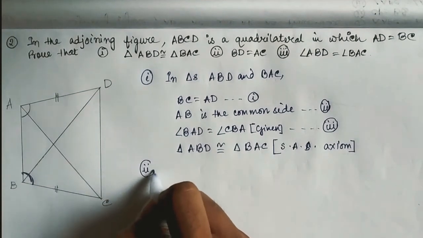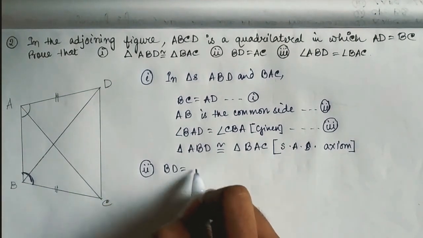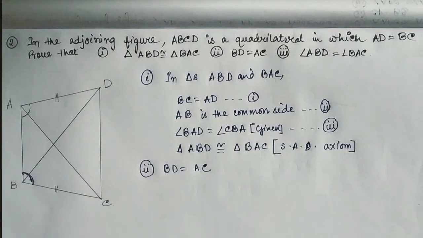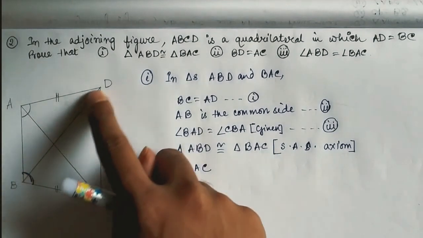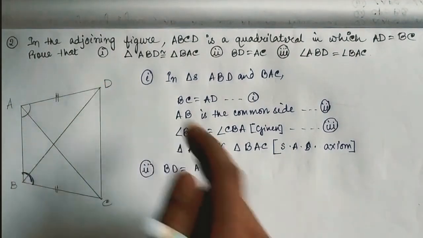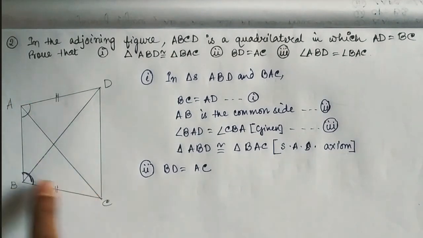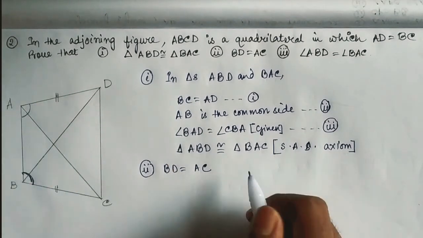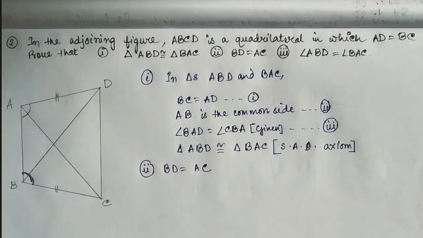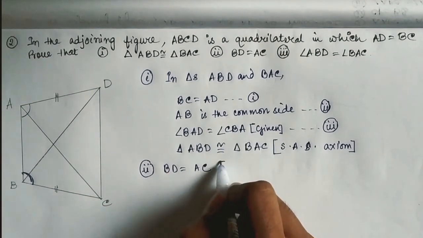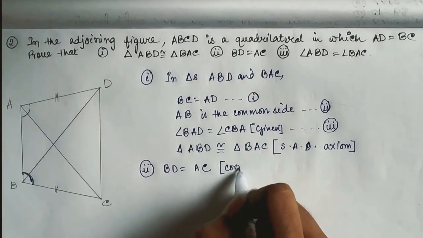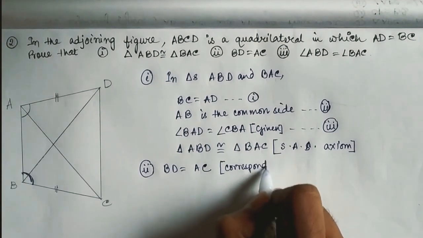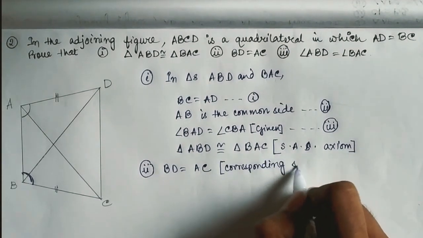Next they have told us to prove BD equal to AC. Now see, where is BD? BD is present over here in triangle ABD, and AC is present over here in triangle ABC. Now see, they are located at the same position in both the triangles, or you can say that they are located in the corresponding positions in both the triangles. So from here you can conclude corresponding sides of congruent triangles are equal.